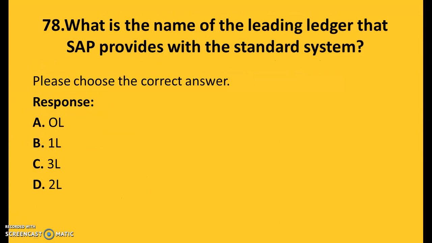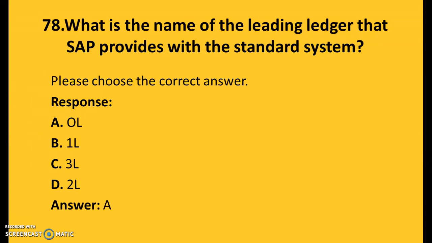What is the name of the leading ledger that SAP provides with the standard system? Is it A, 0L, B, 1L, C, 3L, and D, 2L? The answer is A, 0L.